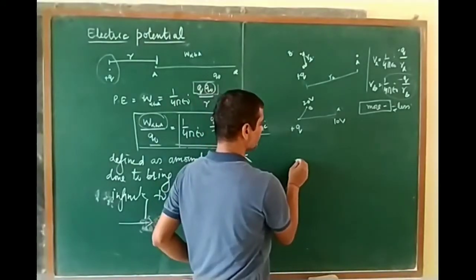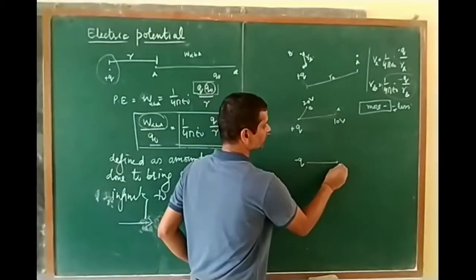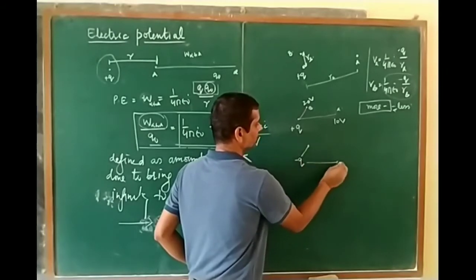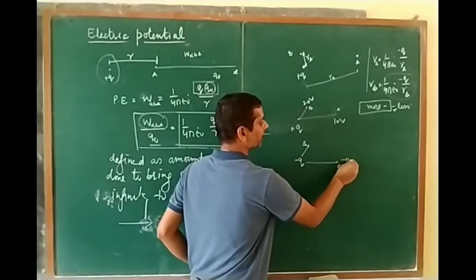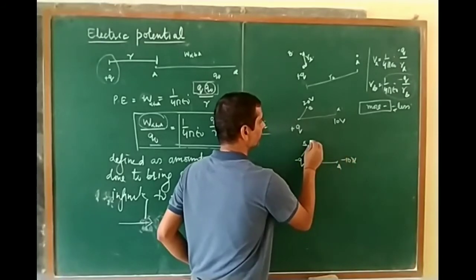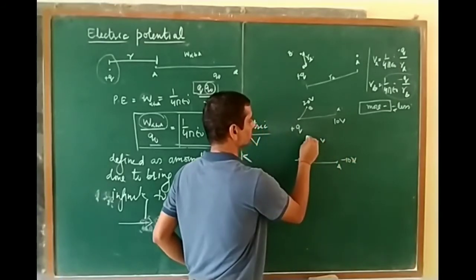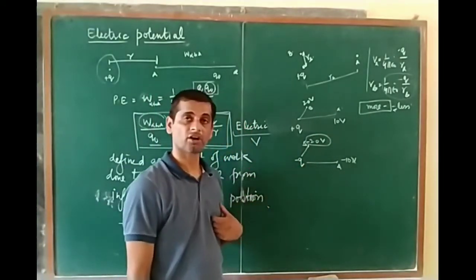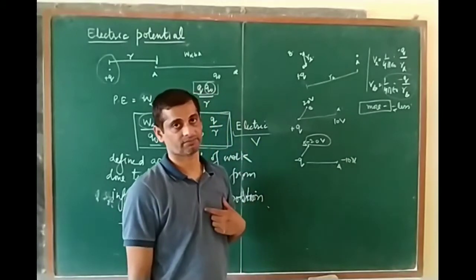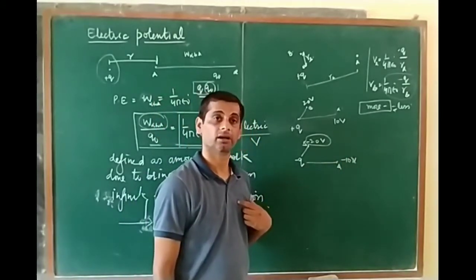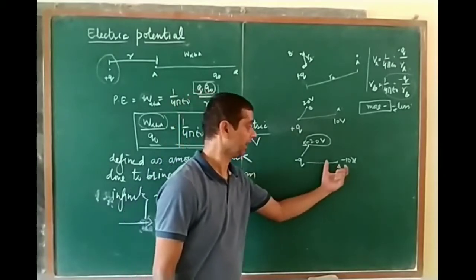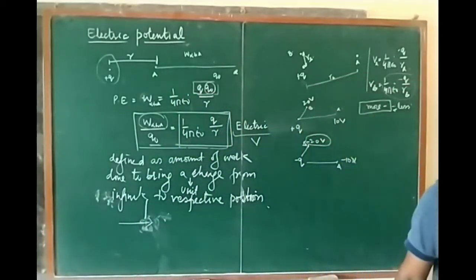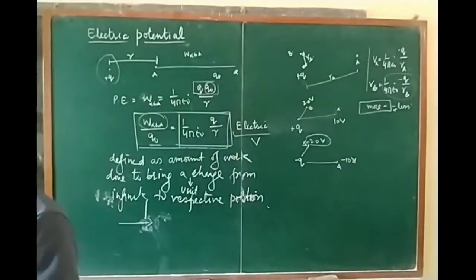Now if this charge is negative Q, then at the same distance, at the same points, this A becomes minus 10 volt and this B becomes minus 20 volt. Now see here, which one is greater now? Minus 10 is greater because it is less negative in magnitude. So A has more electric potential as compared to B. This is how the electric potential varies for a positive charge and for a negative charge.